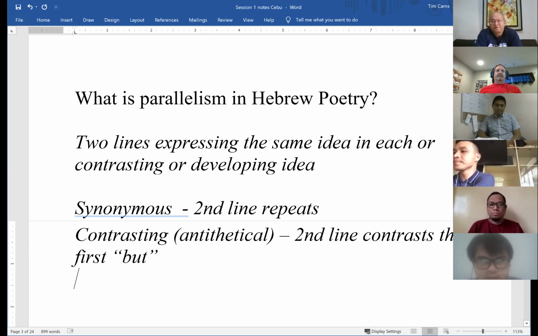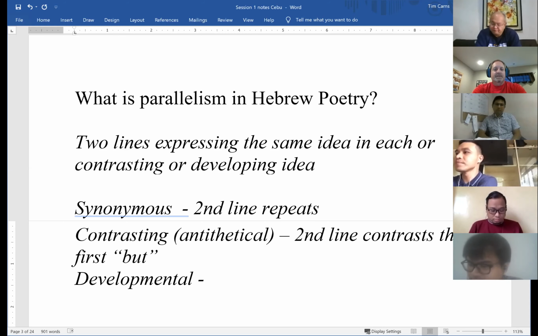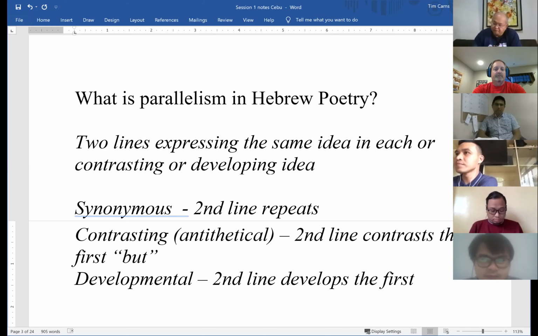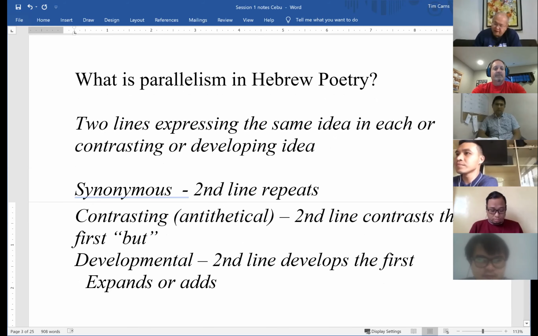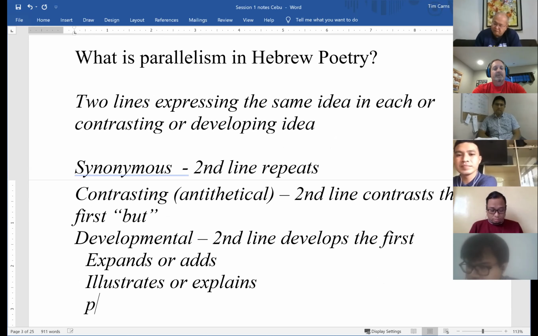A third type, a little more difficult. Brother Harris, you remember a third type of parallelism that we've seen in Hebrew poetry? The one in which the second line explains or develops the idea. Very good. Developmental, in which the second line develops the first. And there are 3 ways that it does that. One way is, as Brother Harris mentioned, it expands or adds. Another way is it illustrates or explains. And then a third way is it gives the purpose or the result.